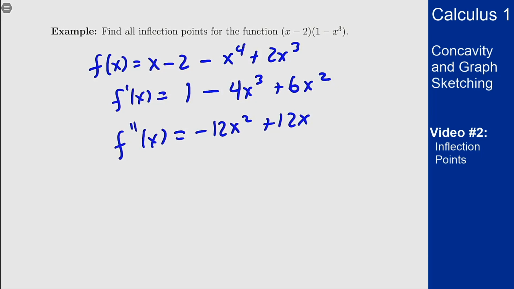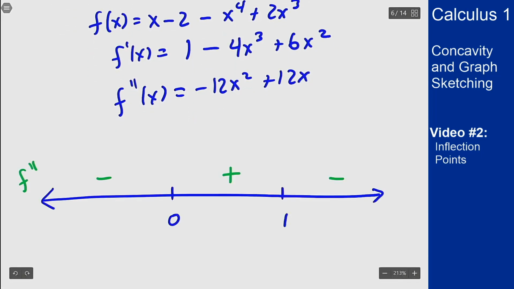So then to find inflection points, I want to draw the number line for f double prime that we had before, which we know had the following form. Now, I'm looking for points where f double prime either is 0 or doesn't exist, which gives me two options, 0 and 1. Now I want to determine if these are actually inflection points.